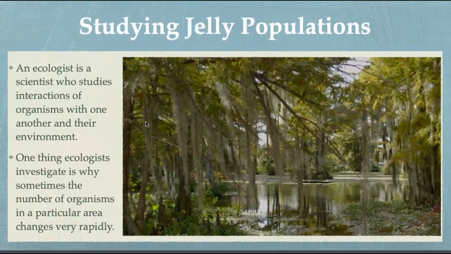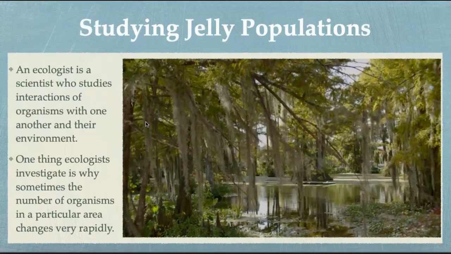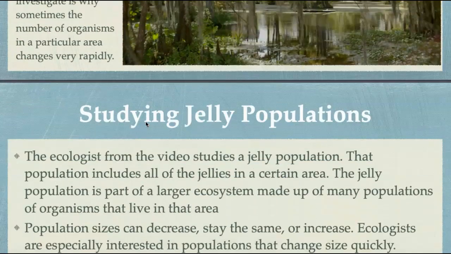Now, we're going to go through this specific example, and this is actually from Amplify. In this example, they talk about studying jelly populations. An ecologist is a scientist who studies interactions of organisms with one another and their environment. So this is someone who goes out into the environment and studies how organisms interact with each other. One thing that ecologists investigate is why sometimes the number of organisms in a particular area changes very rapidly. Why would the number of organisms either drop significantly really quick or increase significantly? They study those things.